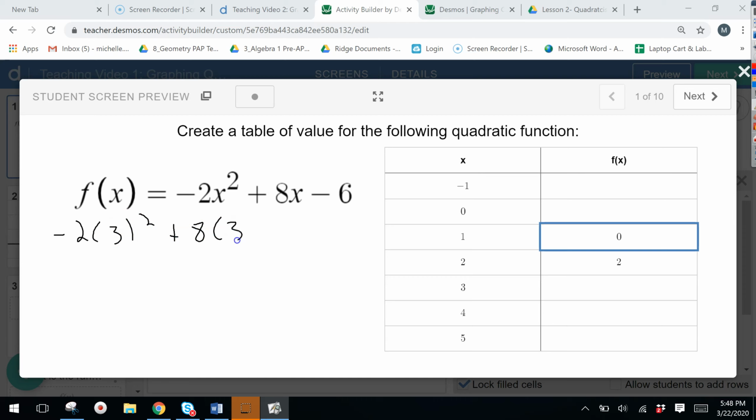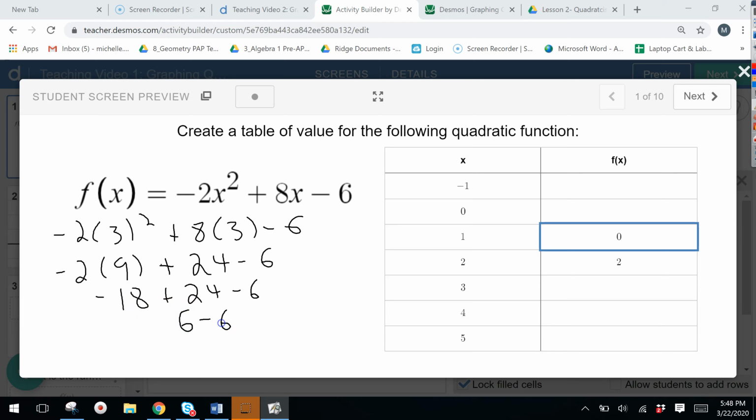let's see what we get. Negative 2, 3 squared is just 9. And then 8 times 3 is 24 minus 6. Negative 2 times 9 is going to be negative 18. If I take away the negative 18 from 24, we're left with 6. And 6 minus 6 is 0. So you also get 0 here.